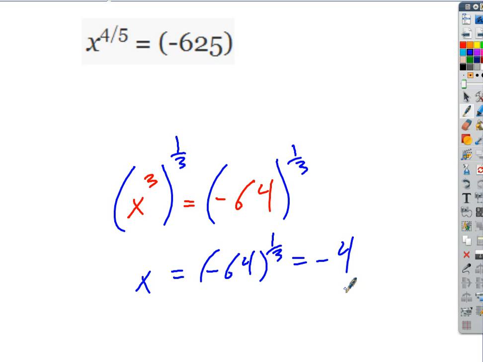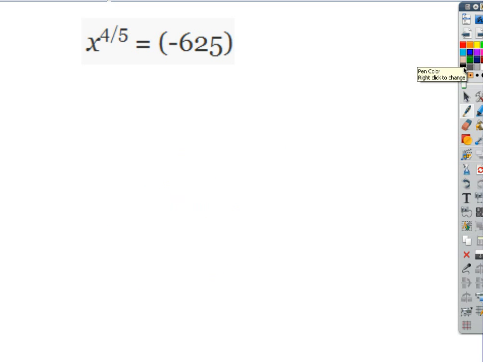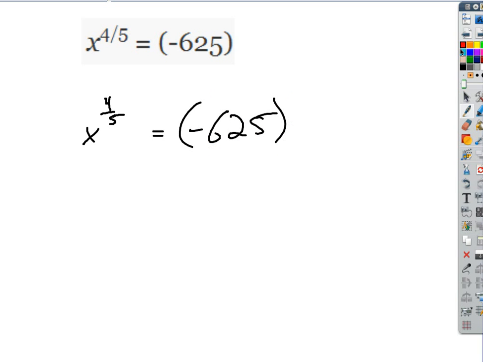If I want to just undo x to the 4/5, what would I have to multiply the fraction 4/5 by? The reciprocal. Sure, okay. So let's do that. We've got x to the 4/5 equals negative 625. If I take both sides to the 5/4, that's going to cancel those, right? And I just get x.